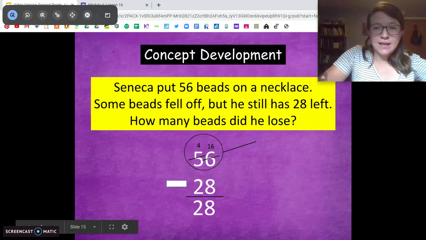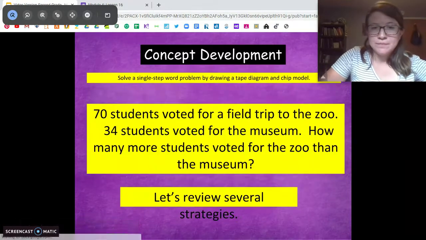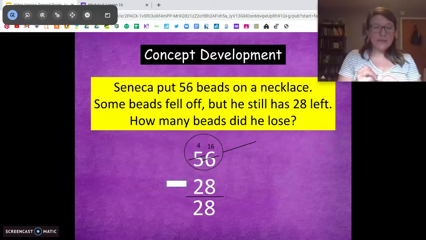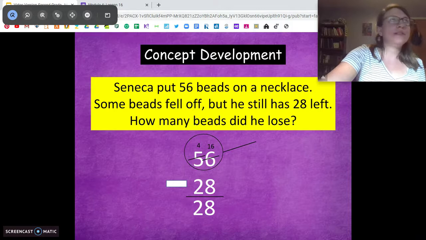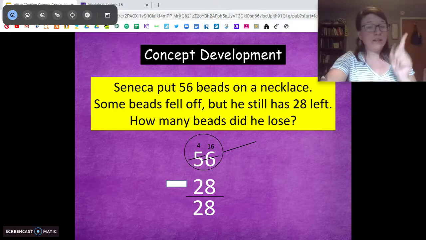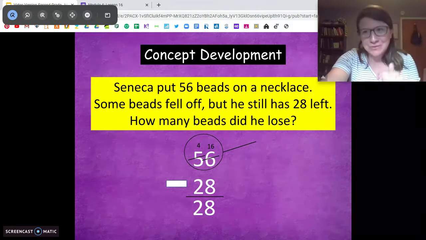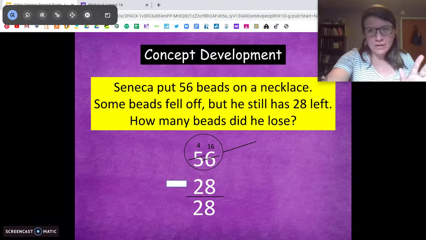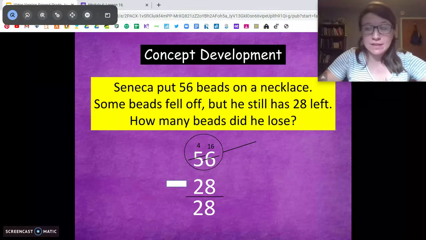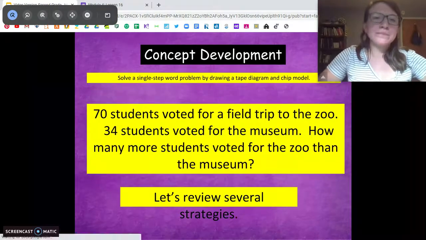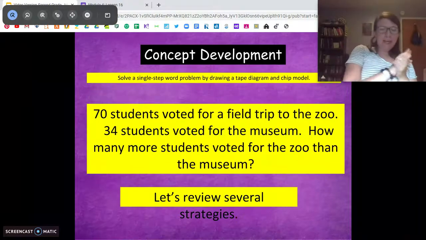16 minus 8 equals 8. 4 minus 2 equals 2. Okay? Whatever makes most sense to you. We're going to try this one, and I want you to try and solve it. Doesn't matter the strategy. You only have to use one strategy. You don't have to solve for all of them. I want you to practice using whatever strategy works for you for this next problem, and then I'll go over them. Okay, here we go.